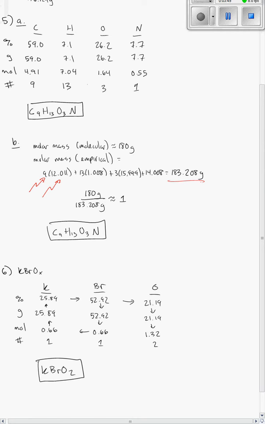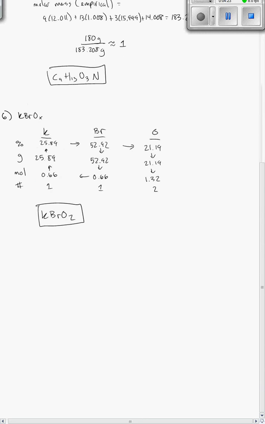To determine the molecular formula, what you do is you take the molar mass of the molecular formula, so we're given that, it's 180 grams. You divide it by the molar mass of the empirical formula to get a whole number. It should be something close to a whole number. Again, you can round if it's pretty close to it. After you get that whole number, you multiply all of the subscripts in your empirical formula by that number to get your molecular formula. In this case, our whole number is 1, so we don't really have to do anything here. Our empirical formula and our molecular formula are one and the same.